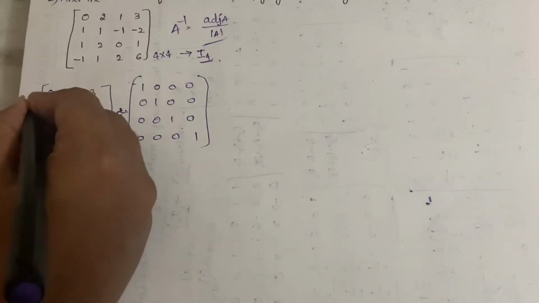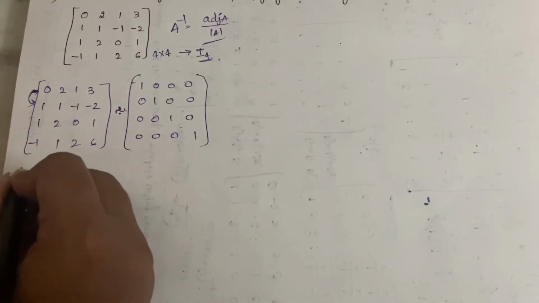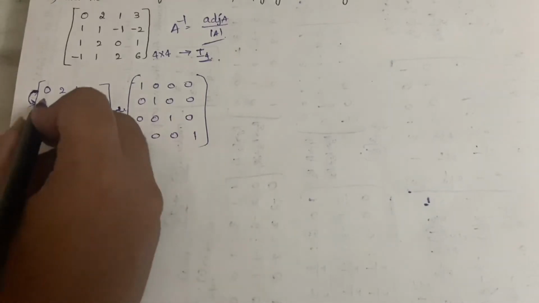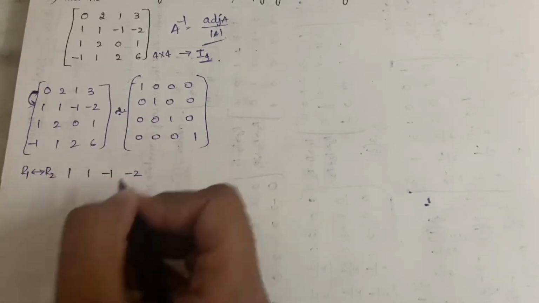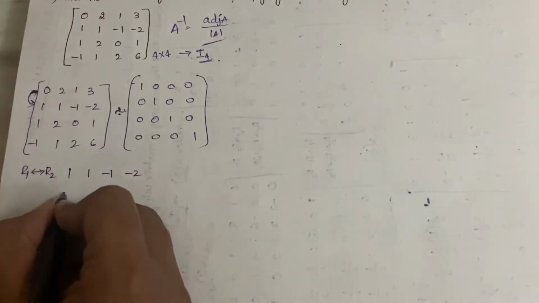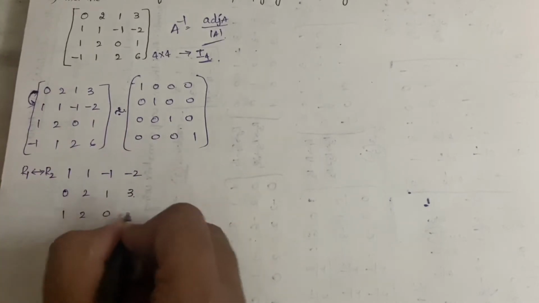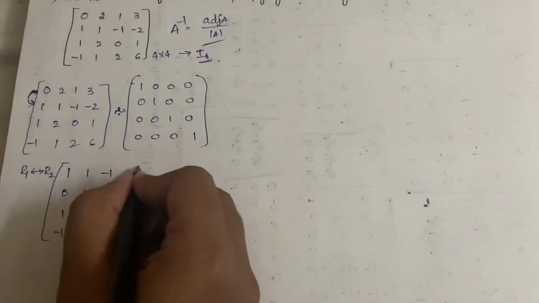So we need 1. So in order to get 1, what can we do? You need to interchange R1 and R2. Since you can do only row operations here, you cannot do column operations. Okay, so let us interchange R1 and R2. On interchanging R1 and R2, what do you get? 1 1 minus 1 minus 2. Interchanging R1 and R2 is nothing but interchanging these two rows. This will come here. 0 2 1 3. Next, 1 2 0 1, minus 1 1 2 6. Okay, done. So we have interchanged R1 and R2.